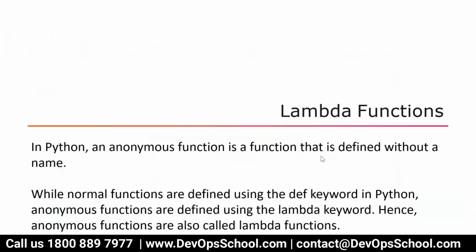So in Python, an anonymous function is created that is defined without a name, while normal functions are defined using the def keyword in Python. Anonymous functions are defined using the lambda keyword. Hence, anonymous functions are called lambda functions. Simple.